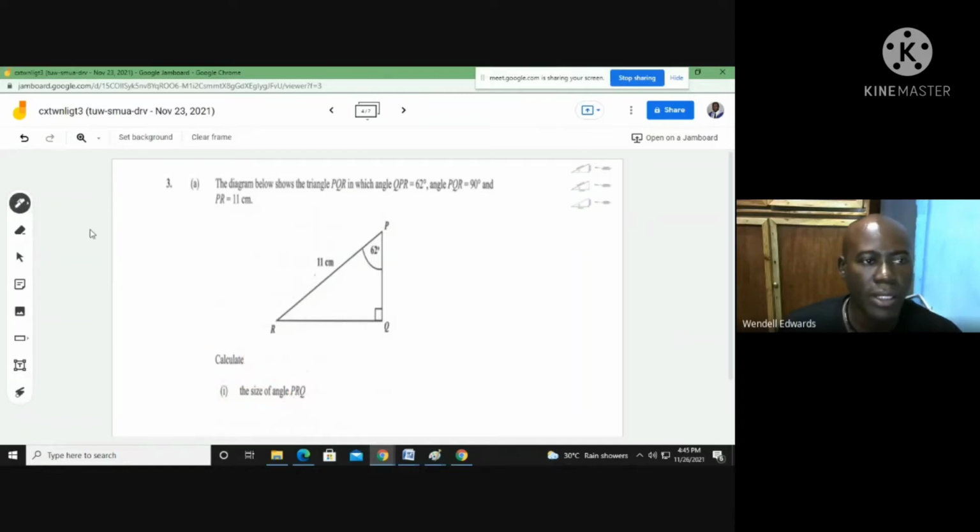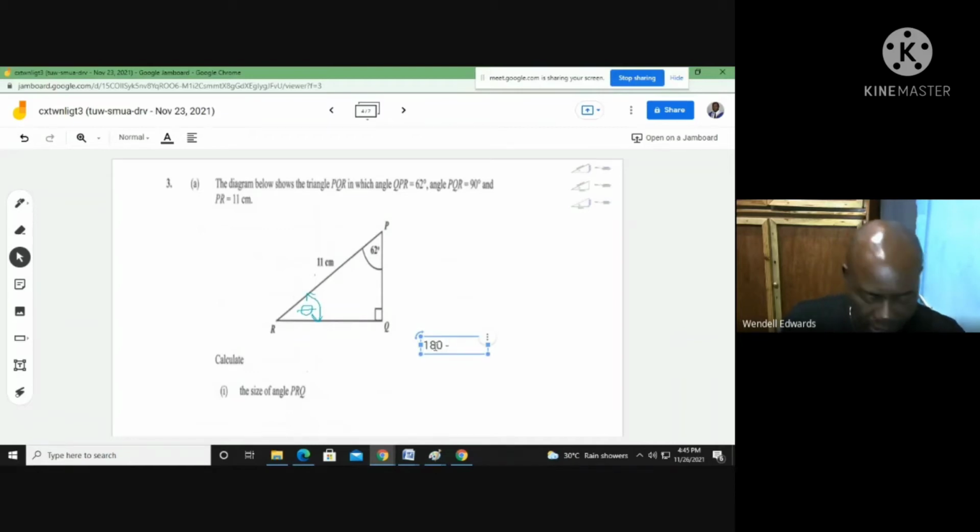So the question asks us to find the size of the angle PRQ. Well, definitely this angle PRQ, mark the angle, it's right here. Well, this angle that they're asking us to find is a simple idea where we just utilize the total internal angle of a triangle, which is 180. So we could look at this a number of ways.